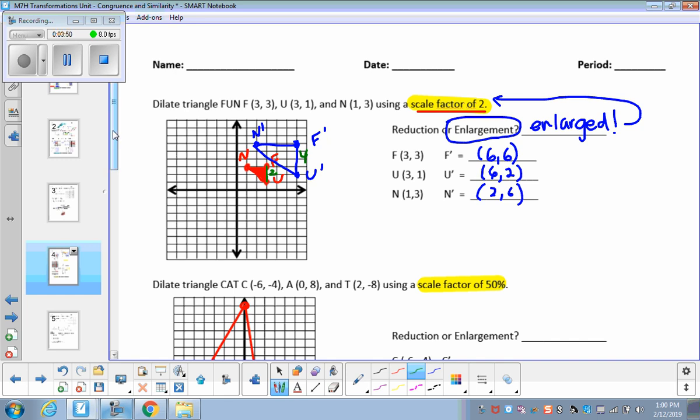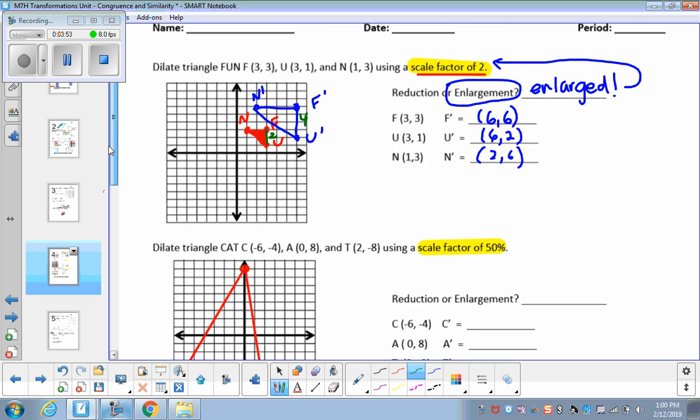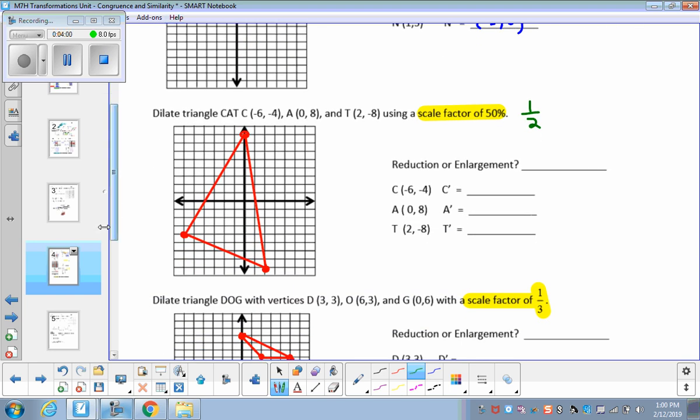All right? Now let's try another one where the scale factor is going to be 50%, and here's what we mean by writing that as a fraction. So now what we're going to do is take half of all of these points that we see in triangle CAT. So go ahead and plot your points. Plot C, you're going to move back 6, down 4, and plot point C. Then you're going to stay on the origin and then just move up 8 on the y-axis, and that's going to be point A. And then you're going to move over 2 and down 8, and that's going to be point T. So now we've got triangle CAT.